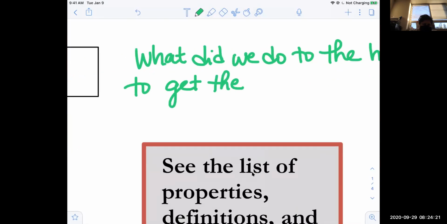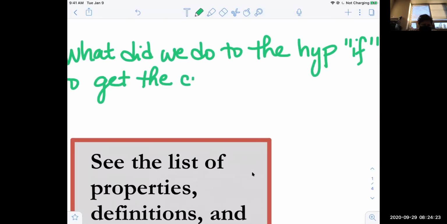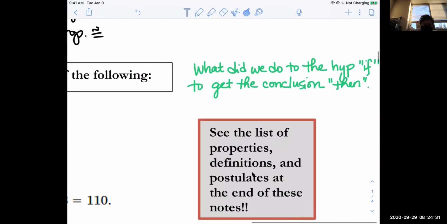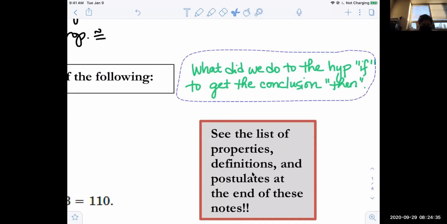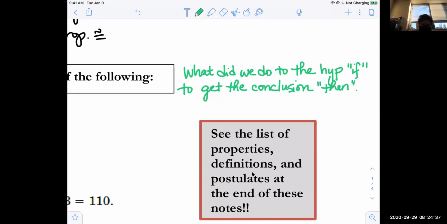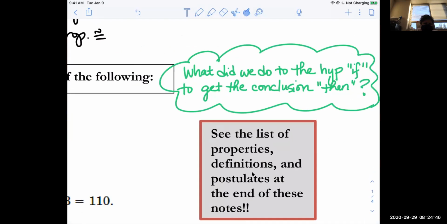What did we do to the hypothesis to get the conclusion? And you have to read it forward. This is how you want to talk to yourself when you're doing these problems. You're asking yourself, what did you do to the if to get to the then? Got to make sure you're going forward.